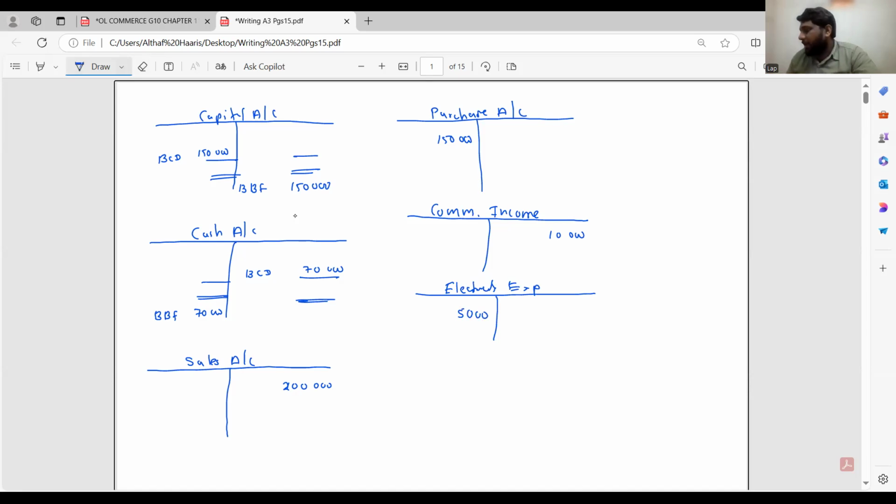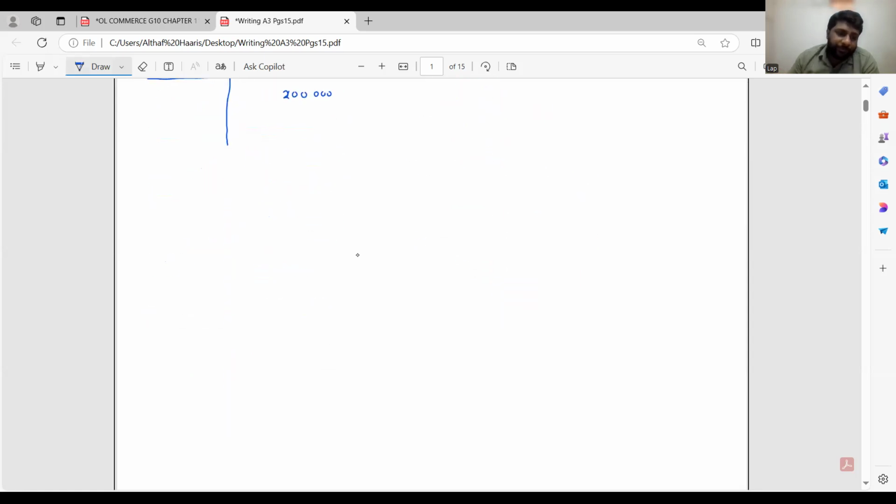So these accounts they have provided. Now, if you take each and every account, there is a balance, right? So using these accounts, I am asking you to prepare a list of balances of the ledger accounts.